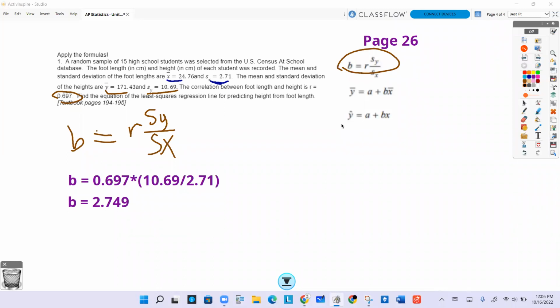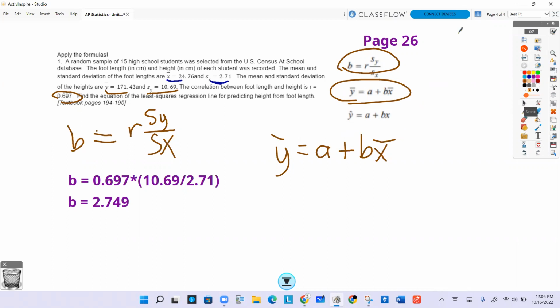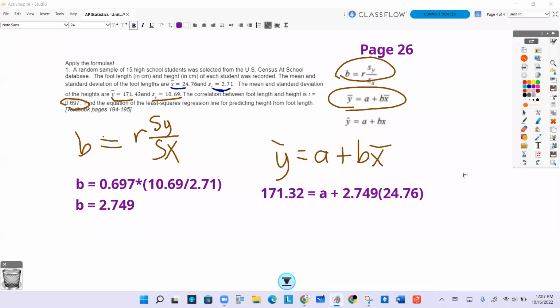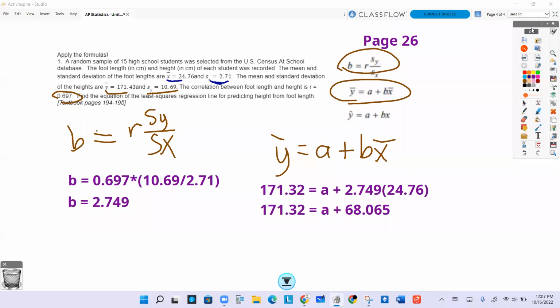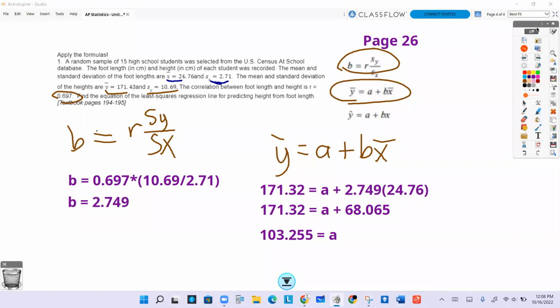Next, we're going to use the y bar equals a plus b x bar formula. So we'll use this one over here. Write that out, and then we're going to plug in everything but a. We now have b, we have y bar and x bar. So go ahead and do that. You get 171.43 equals a plus 2.749 times 24.76, which calculates to a plus 68.065. And then we subtract that out to get the value of a, and you have a equals 103.255.